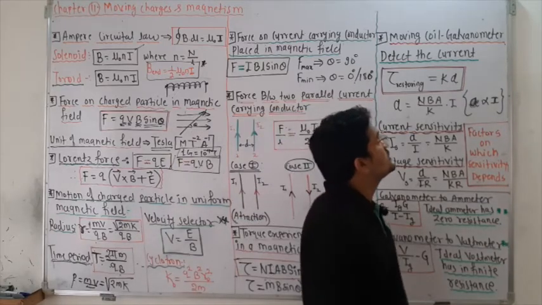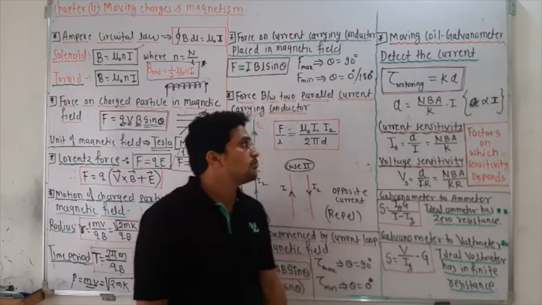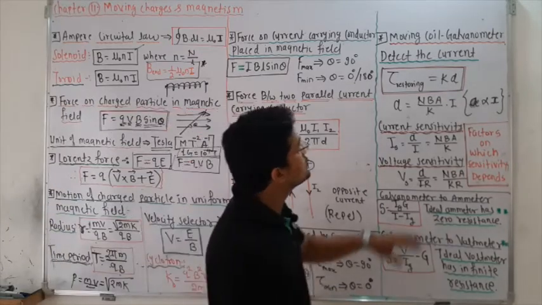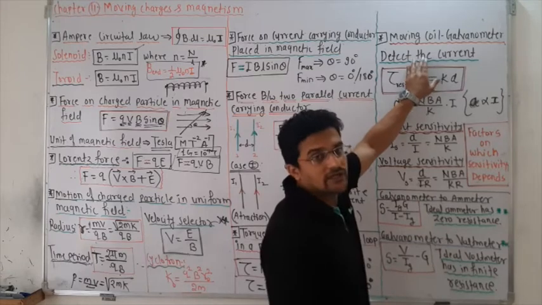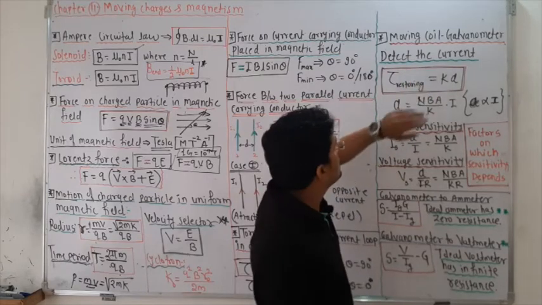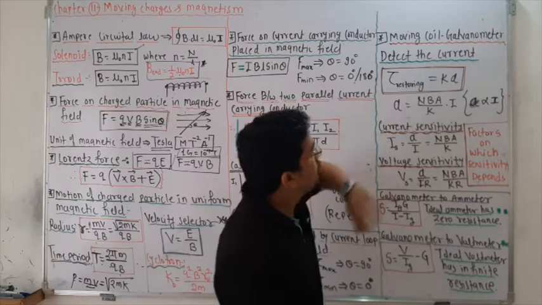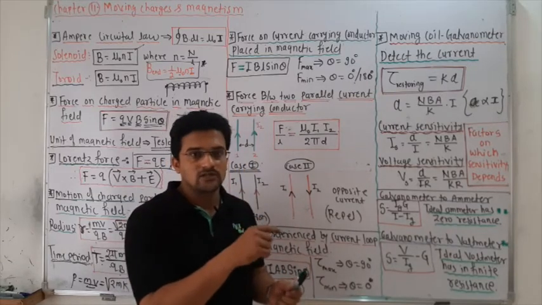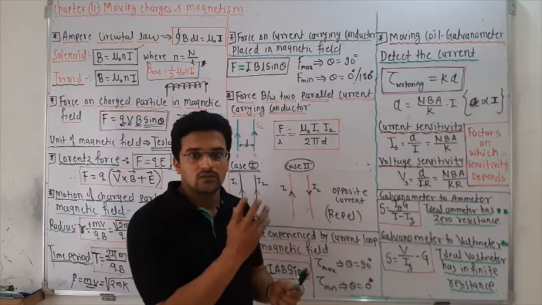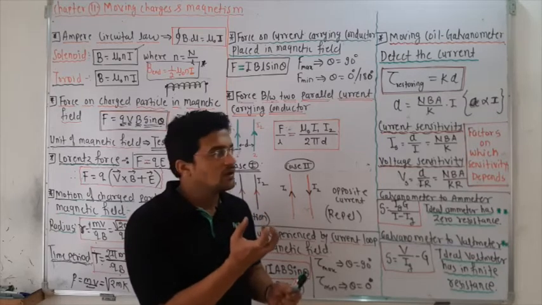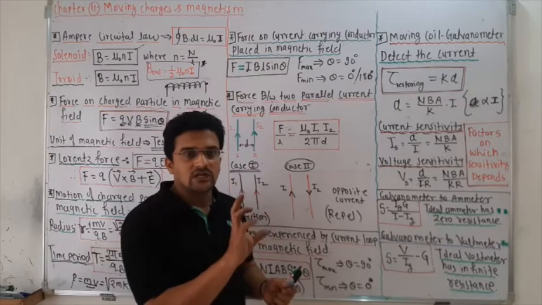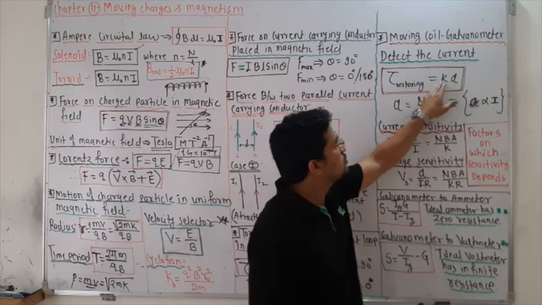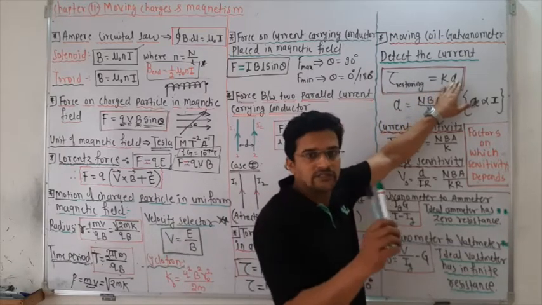Next, the last part of this topic is the moving coil galvanometer. It is a device which detects or measures the current in a circuit. In the moving coil galvanometer, one rectangular coil is wound around a cylindrical iron core, and due to the passing of current it will start deflecting. The restoring torque is directly proportional to the angle at which it is rotating.